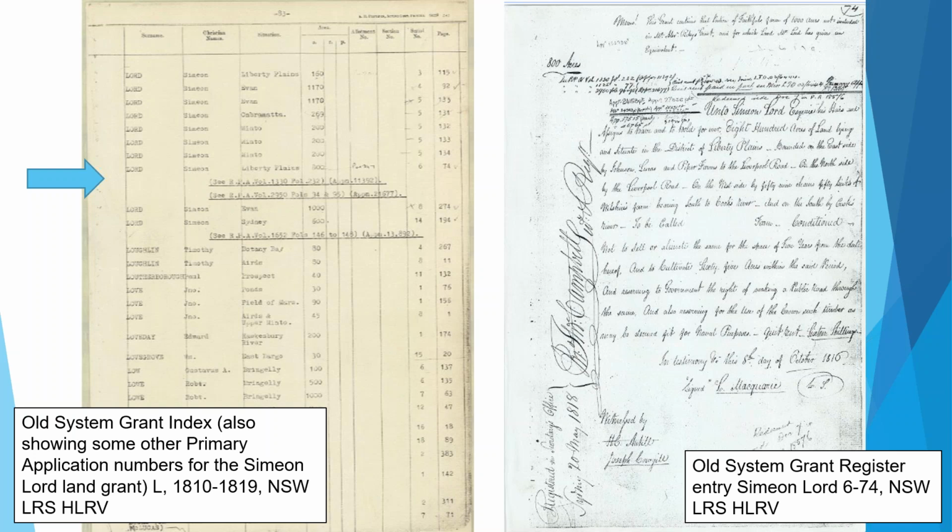And then I've found the entry here. So we've got Simeon Lord, Liberty Plains, which is where that Concord, Croydon area was. That's what they called it back in the day. 800 acres. And I've got here also the serial number and page number, 674. And that's the number that I use in the HLRV to find the old system land grant, which is what the document on the right-hand side is there. That's the original land grant record kept by the Registrar General's Office for that 1816 grant. So that's very nice.